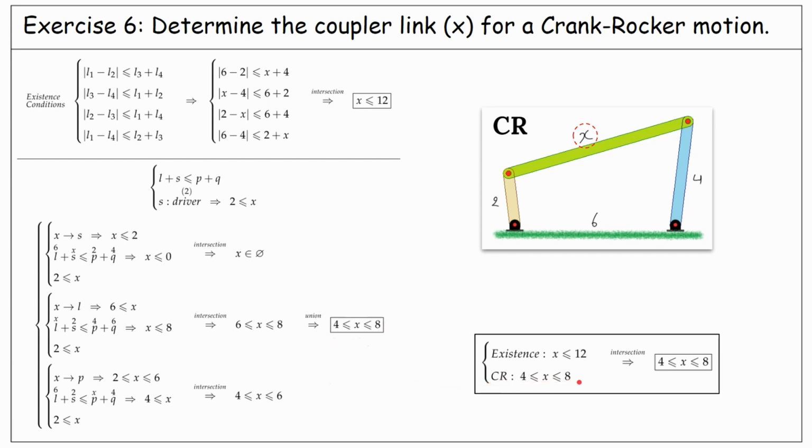So for a crank rocker motion, the coupler needs to be between 4 and 8, which also satisfies the requirement for the existence of the linkage, because something between 4 and 8 is of course less than 12.